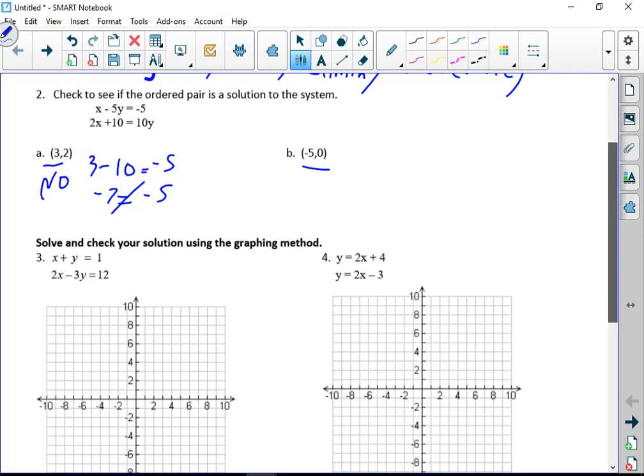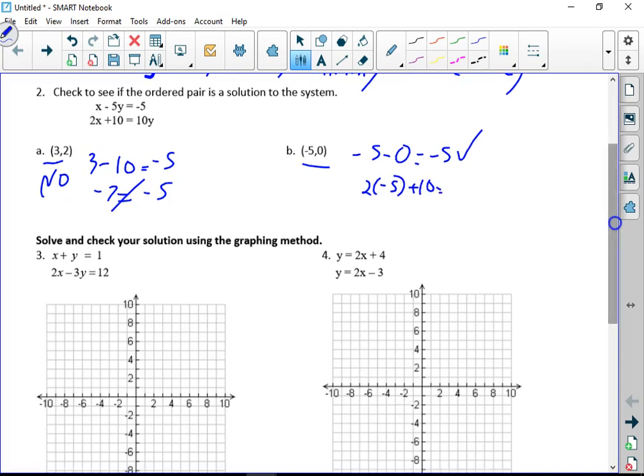Negative 5, if I plug that in, I get negative 5 minus 0 times 5 is 0 equals negative 5. Check. The second one, 2 times negative 5 plus 10 times 0 is 0. Negative 10 plus 10 is 0. Check. So this is yes. That point is the solution to the equations. Okay.